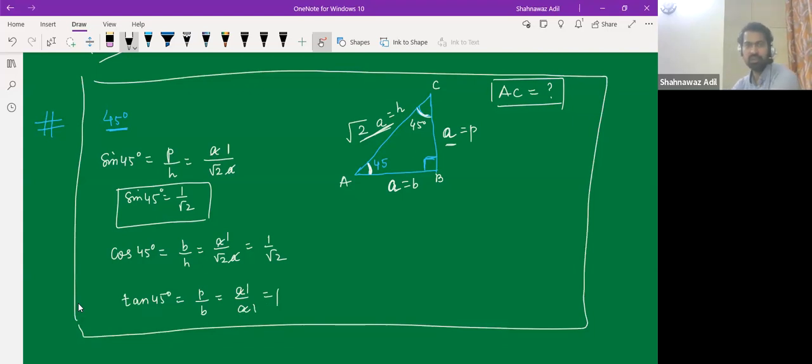And then we'll do the 60 and 30 degrees. The proof for 90 and 0 degree is not that important. Only the 45 one is important. Okay, 45, 60, and 30. Whenever you guys have noted it down, please tell.